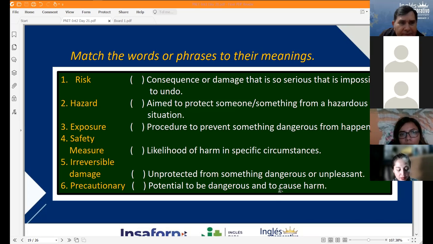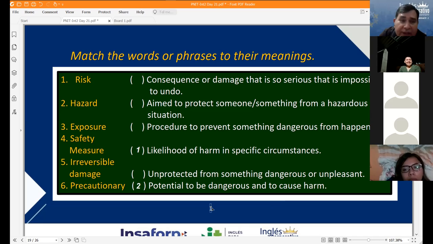Okay, ladies and gentlemen, risk is potential, would be likelihood of harm. Number two, even though hazard, vice versa can be okay too, because the definition is not very clear. A risk is potential or likely to happen, okay?